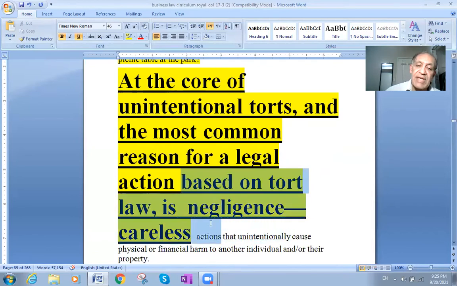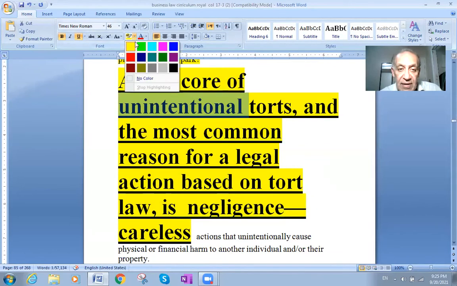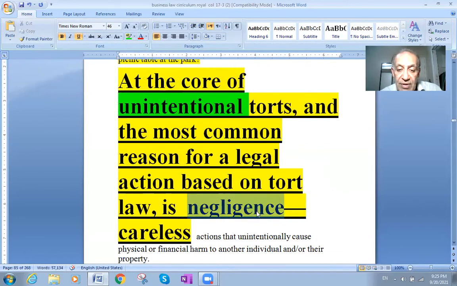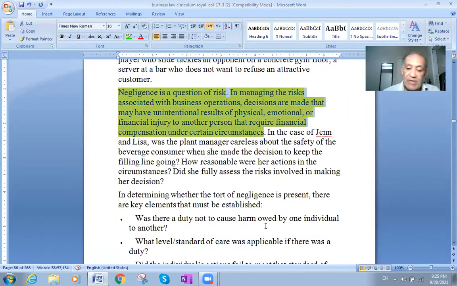At the core of unintentional torts, and the most common reason for legal action based on tort law, is negligence, being careless. When you see the word unintentional and the word negligence, they are together. Unintentional tort means negligence. So let us see here, what is negligence?